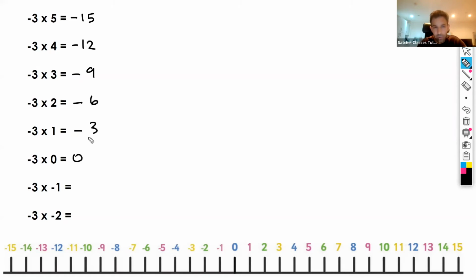You can pause the video and figure this one out for yourself, so you can have a go at working out what the value of these two are. But hopefully you can see that our pattern is add 3 each time. So from -15 to -12, we're adding 3. 1, 2, 3. From -12 to -9, we're adding 3. So we're going 1, 2, 3. From -9 to -6, we're adding 3.